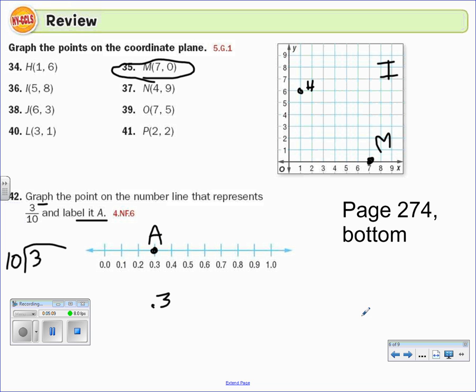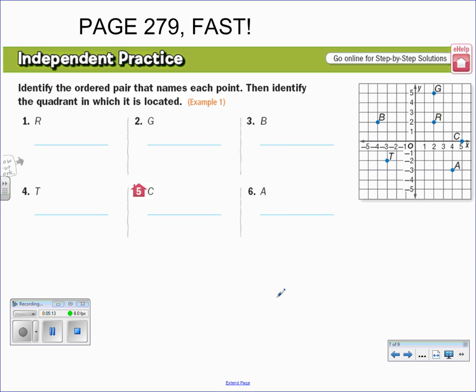All right, well, that's another 5 minutes. You know, I'm going to keep going, guys. I know it's a little long, but all right, a little harder. Page 279. R, 2 on X, 2 on Y. So R is 2, comma, 2, in parentheses. Which quadrant is that? The first quadrant. And I'll write a Roman numeral.